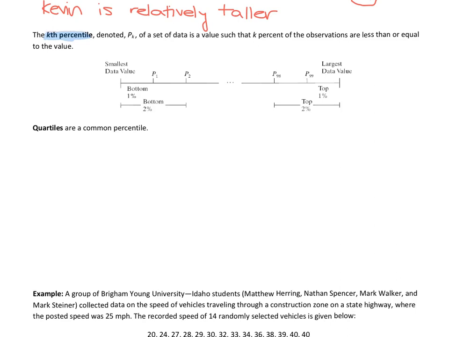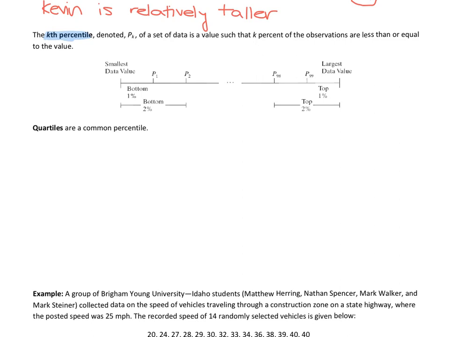I actually currently have a very large baby, and he's in the 99th percentile for weight. This means that he is bigger than 99% of all babies. We're also given percentiles when we get our SAT scores. Sometimes we get that we're in the 80th percentile for our SAT scores. That means we did better than 80% of students taking the SATs.